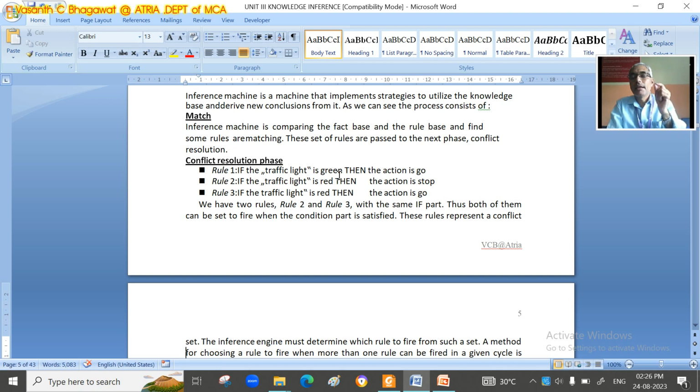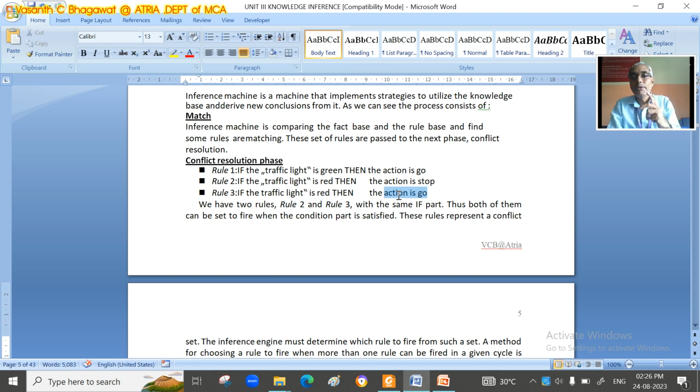If the traffic light is green, then take an action, go. Right? If the traffic light is green, then the action is go. The second rule says that if the traffic light is red, then the action is stop. Okay, both the rules are different. Now you look into the third rule. The third rule here is saying if the traffic light is red, then the action is go.